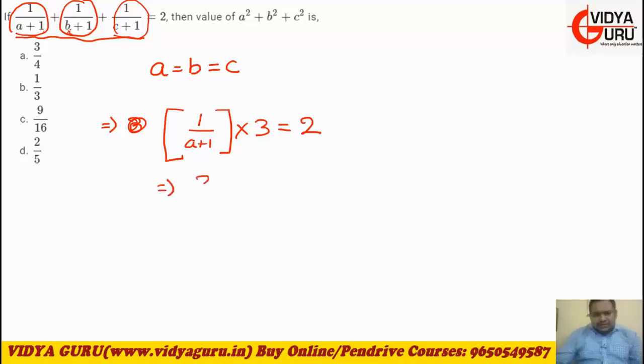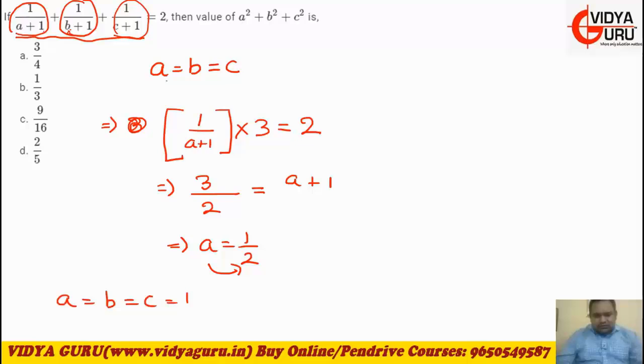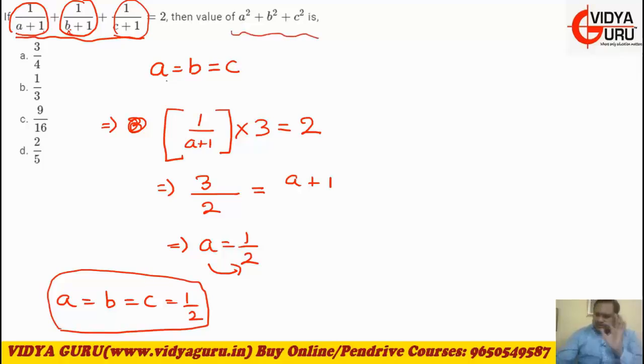So what does this mean? This means that 3 by 2 is equal to A plus 1, so from here A is equal to half, because 3 by 2 is equal to 1.5. So A is equal to half. You have assumed A is equal to B is equal to C, so this means A is equal to B is equal to C is equal to half. Now if you substitute this value in whatever you are being asked to find, there is no mathematical rule that is broken.